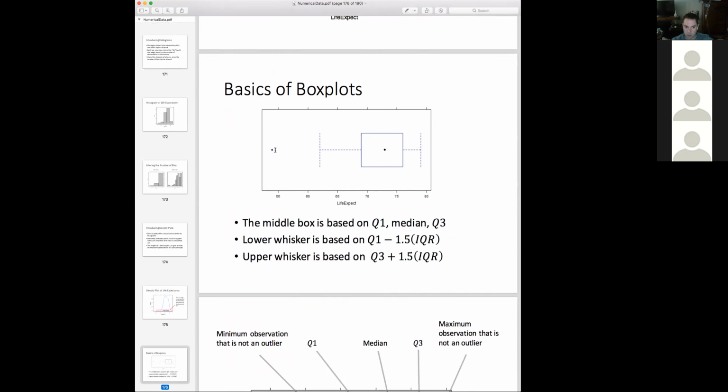However, what R recognizes is that this data point here is actually an outlier. That's why it's represented by a dot, and it's not included in this whisker. So it's considered an outlier. And there's a calculation to determine what the outliers are, and we'll go over that.